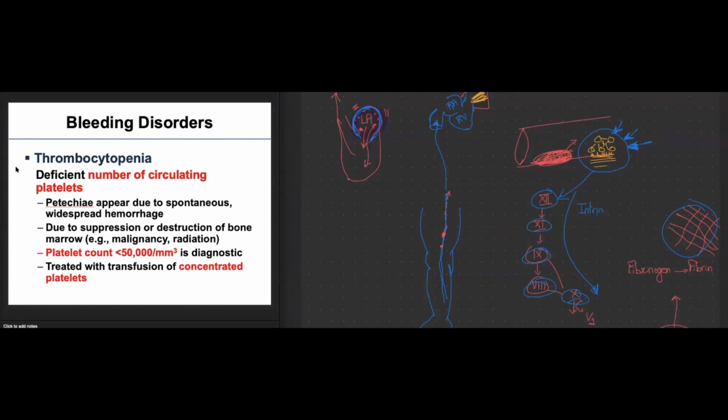All right, so moving on to another set of homeostatic imbalances related to bleeding here. First is going to be thrombocytopenia. This is a deficient number of circulating platelets. So remember, platelets is the second line of defense, the second step in hemostasis.